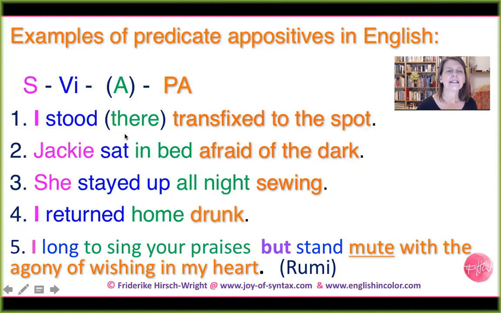Now, here you see that basically these orange bits with a shadow are the predicate appositives, and they are optional parts in the sentence, optional as far as syntactic structure goes. All the main clauses are complete without them. Listen: I stood there. Jackie sat in bed. She stayed up all night. I returned home. I long to sing your praises.